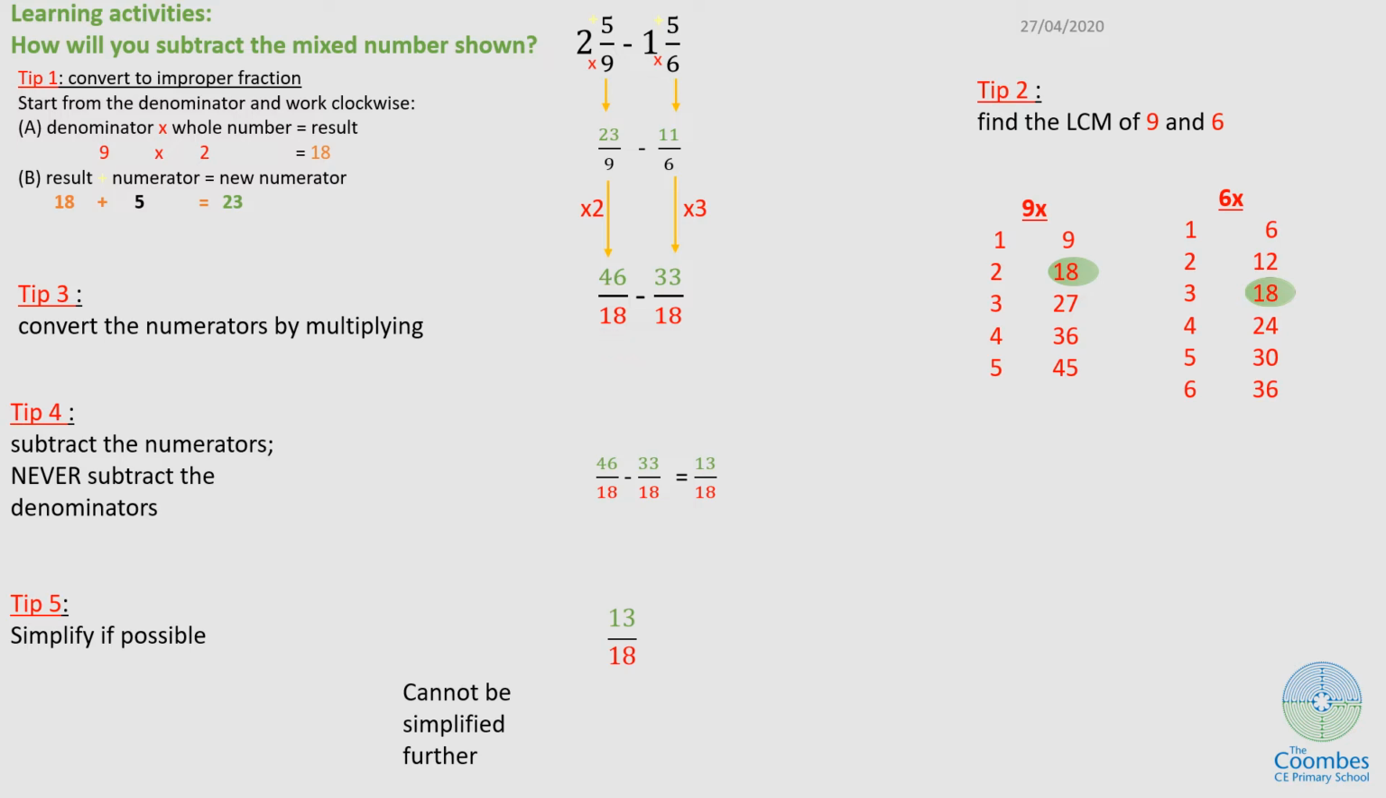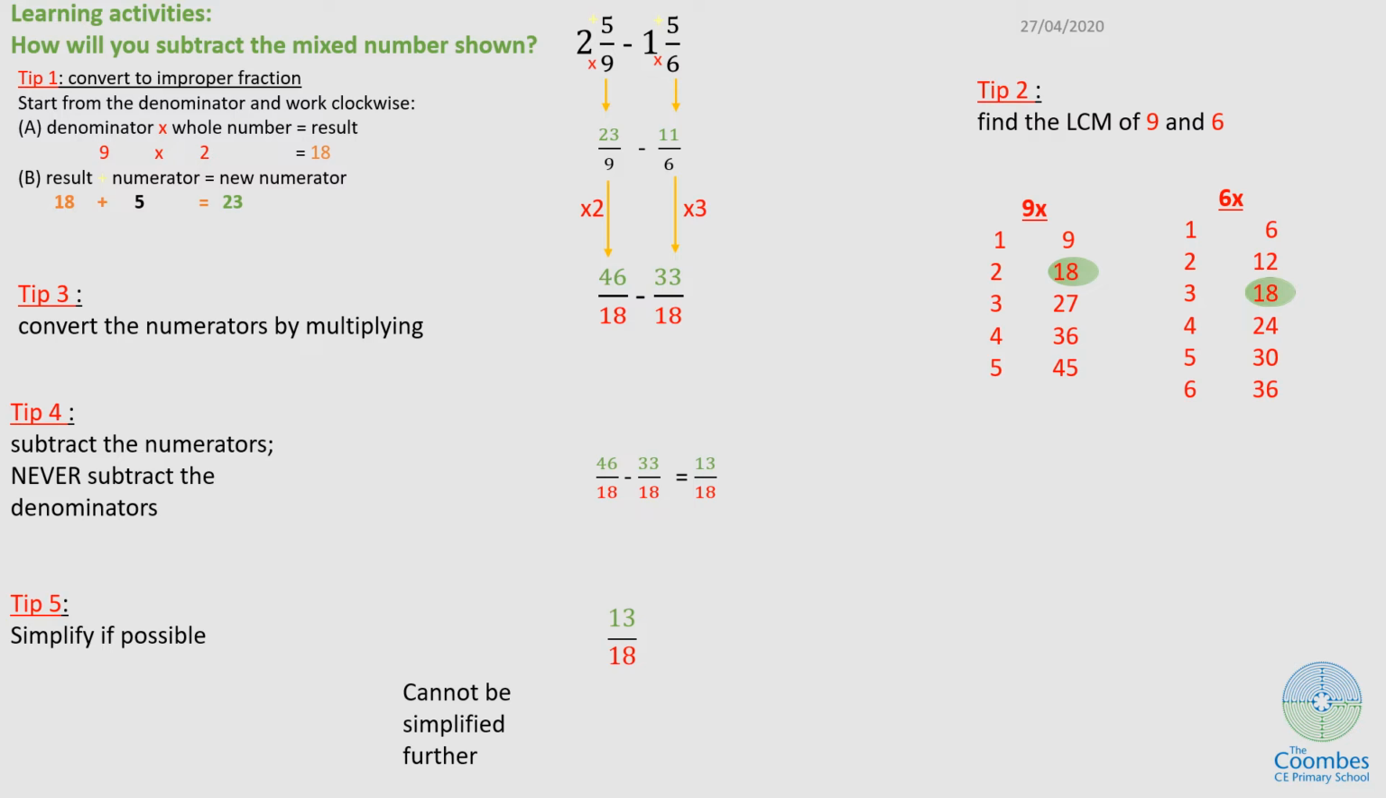Now, when I have done that, I'll then ask myself this question. What did I multiply 9 by to get 18? And from my multiples, I can see 9 times 2 is 18. So I have to do the same with the numerator. I have to do 23 times 2. And 23 times 2 is 46.